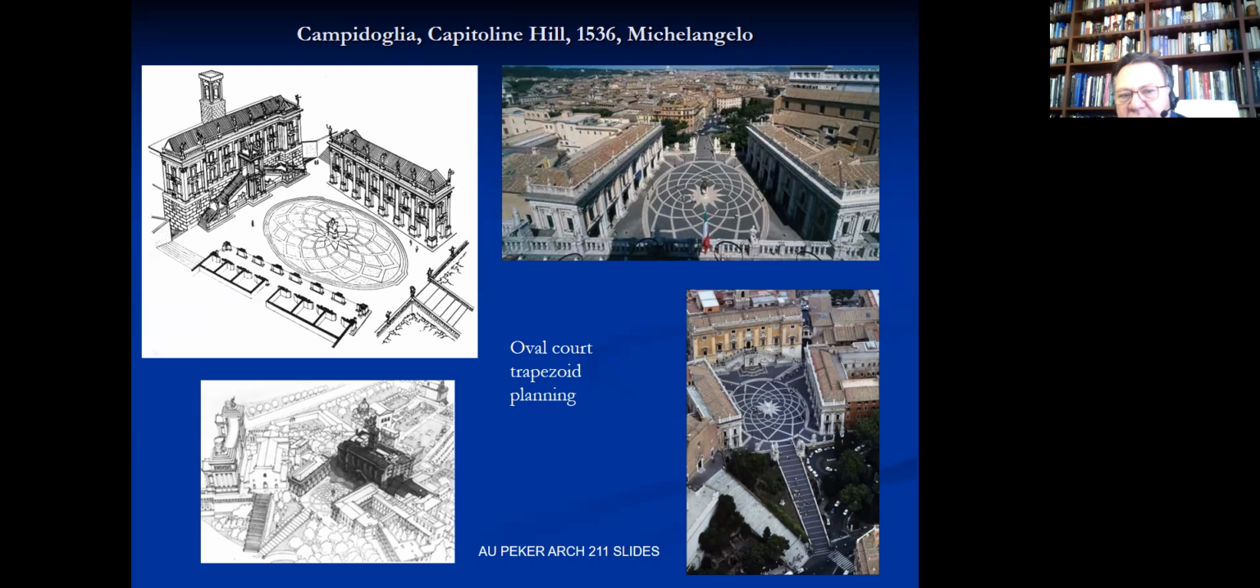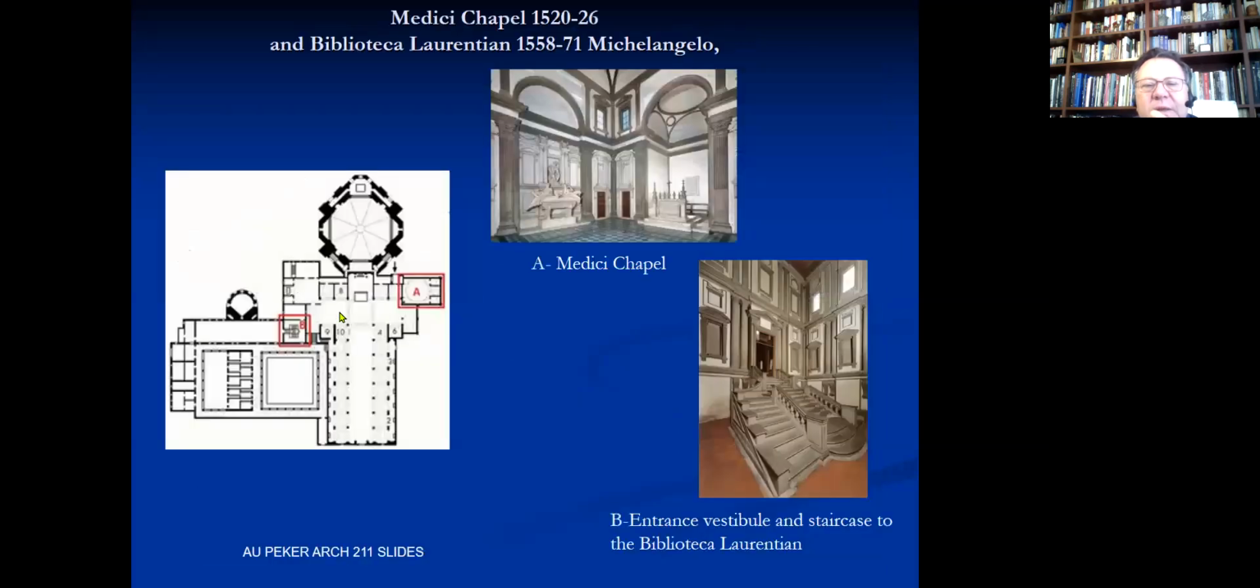Campidoglio on Capitoline Hill. This is the name of the building, middle of the 16th century. And in the Medici Chapel, he designed a library named the Laurentian Library, or Bibliotheca Laurentiana. You see the interior of it here in this picture. And here in this photograph, you see a staircase in the same complex.